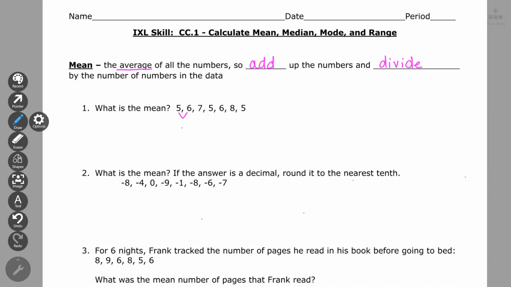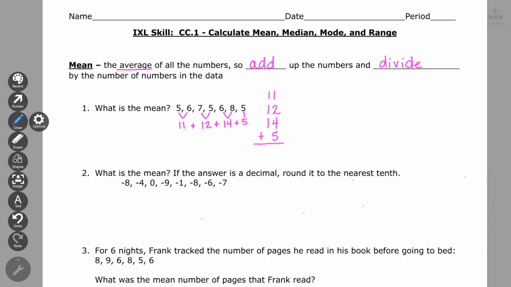5 plus 6, and that gives me 11. 7 plus 5, and that gives me 12. 6 plus 8, and that gives me 14. And then we're going to bring down this 5. So let's add all of these numbers together. Now it might help you if you write them out vertically. So 11 plus 12 plus 14 plus 5.